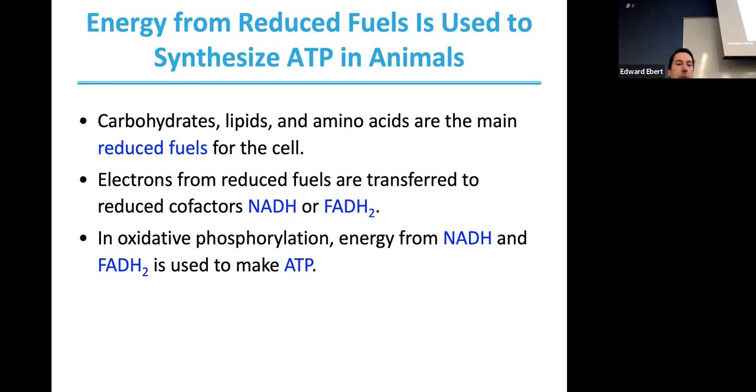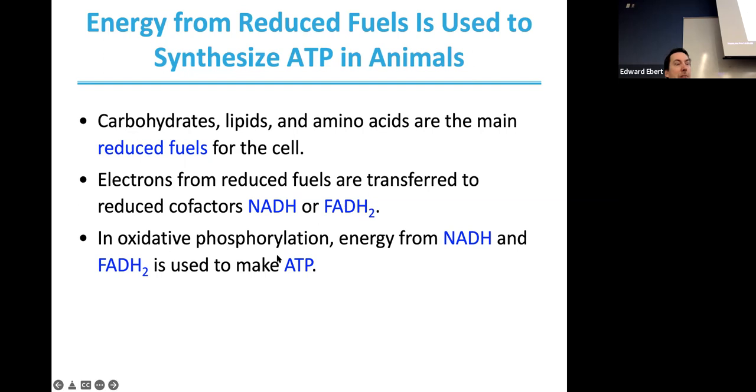So if we look at things like carbohydrates, we can burn our sugar. I got my sugar in there. I have our lipids, if I had a big plate of bacon, and proteins, amino acids in there, we can reduce those for energy. The electrons from those reduced fuels get transferred to reduced cofactors like our NADH or FADH2.